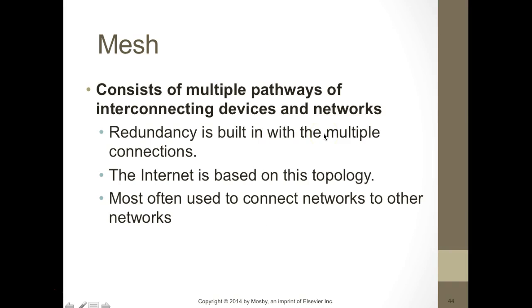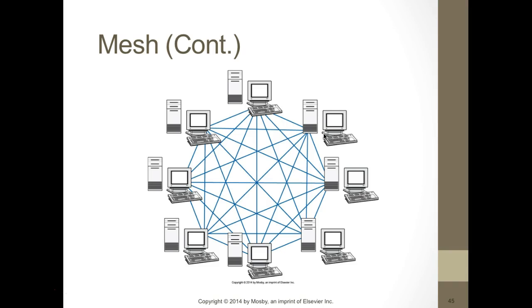The mesh consists of multiple pathways of interconnecting devices and networks, so redundancy is built in with multiple connections. The internet is based on this topology, the most often used to connect networks to other networks. So this is what it looks like. It goes all over the place, so you can go directly. It's all over the place, so it's a mesh.